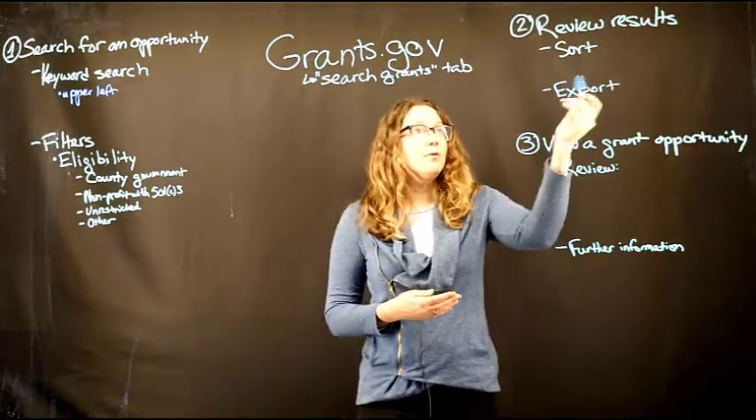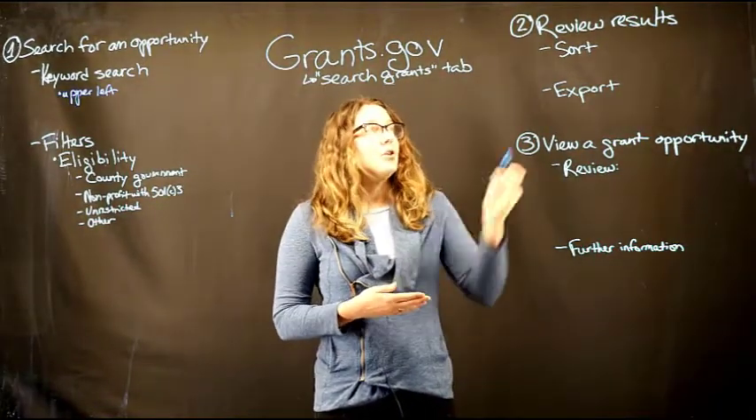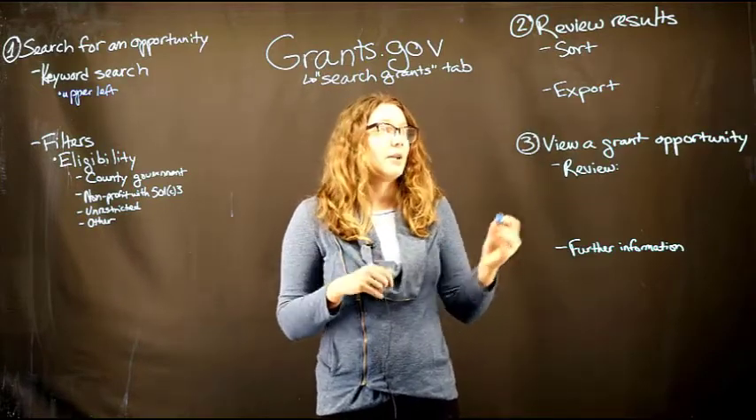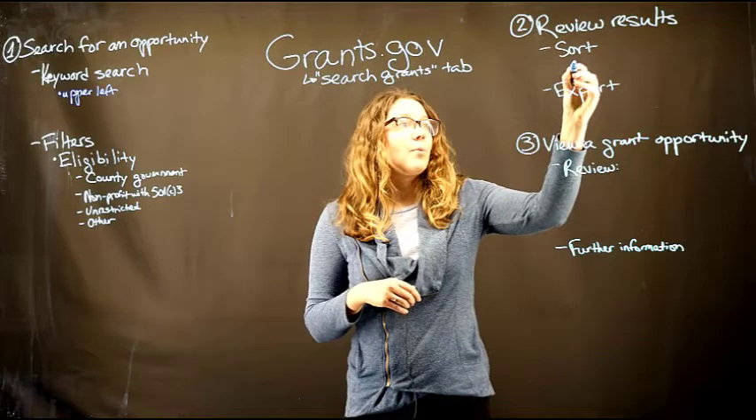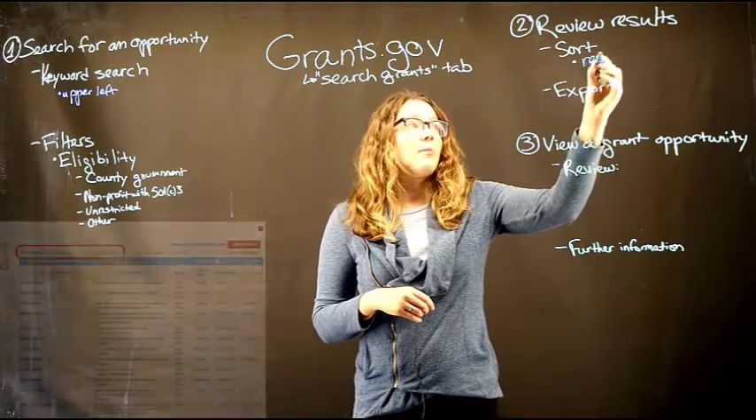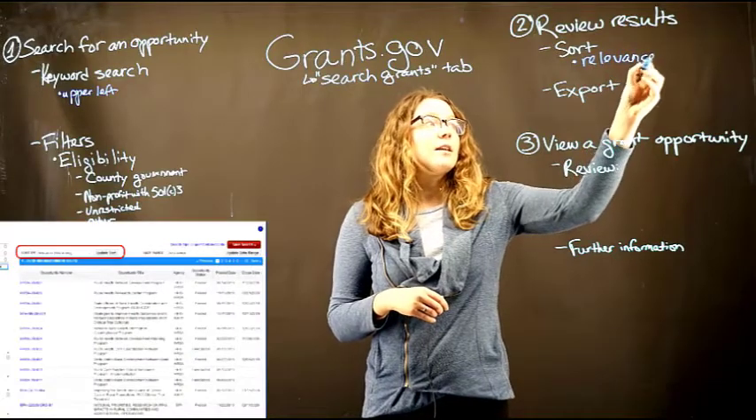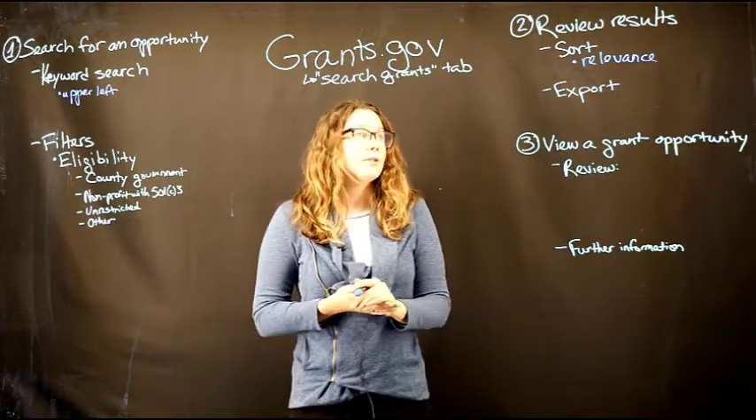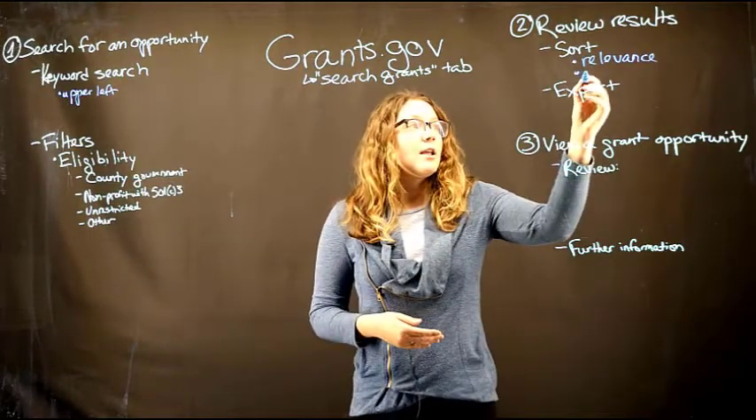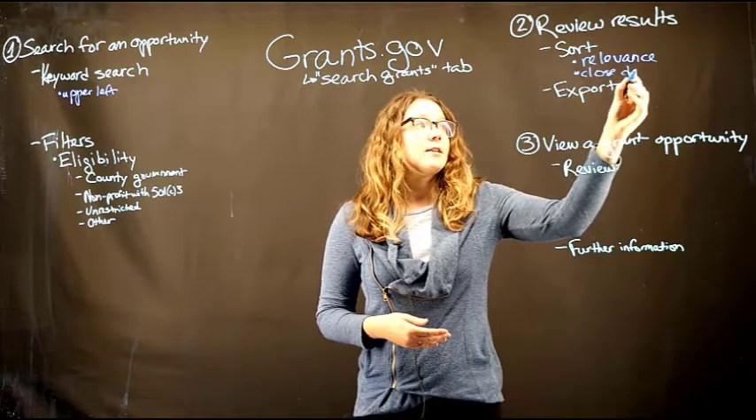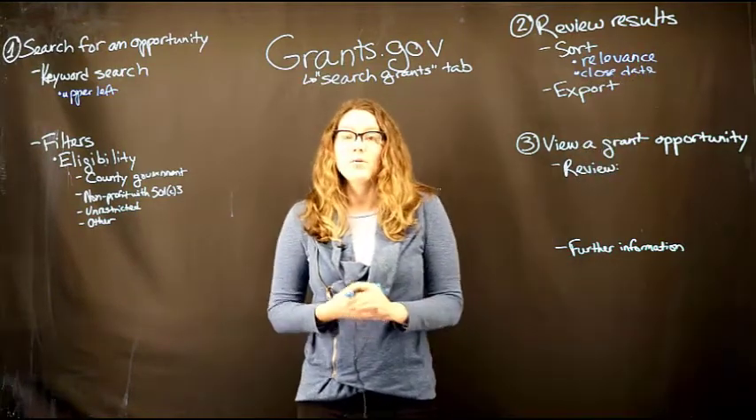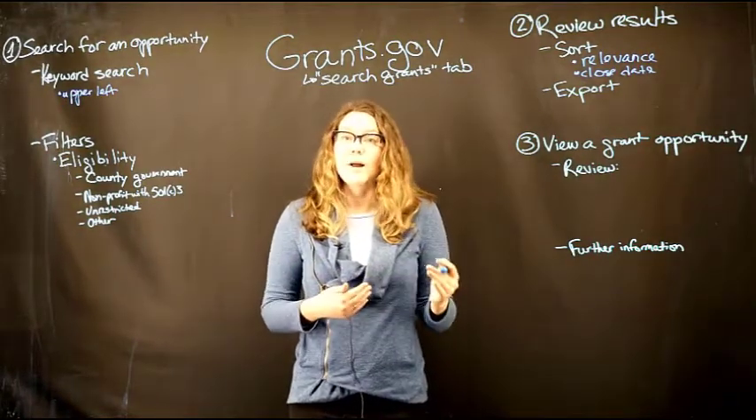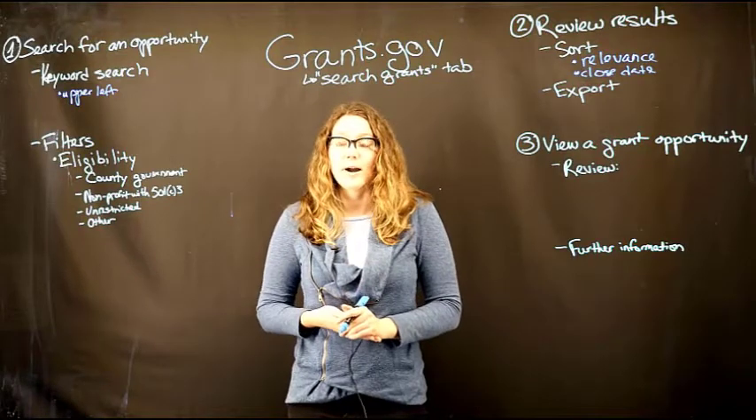Next, you're going to want to review the results that you get. You can sort your results in a lot of different ways, but I would recommend two particular ways. First, probably what's going to be the default is sorting by relevance. So this will ideally sort based on which results are most relevant to the search term that you used. Another option is to sort by close date. This is really useful if you want to look for which ones have a due date that's coming up quickly so that you can prioritize those for your applications.